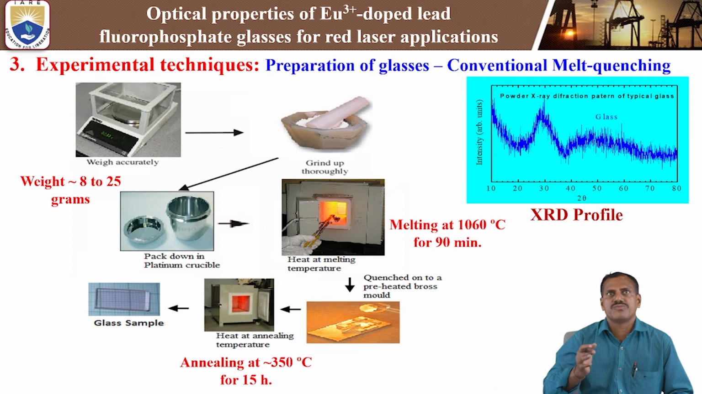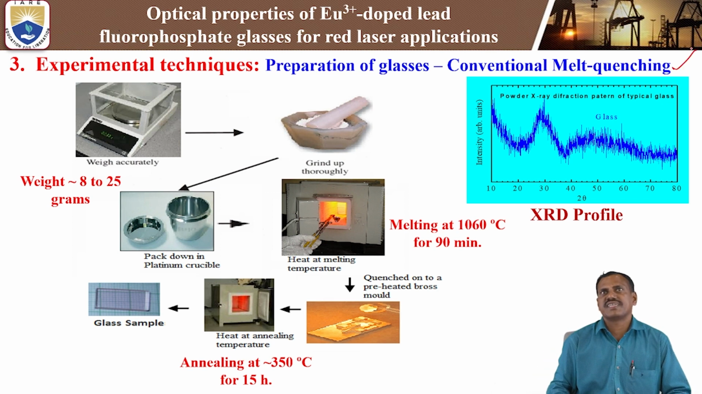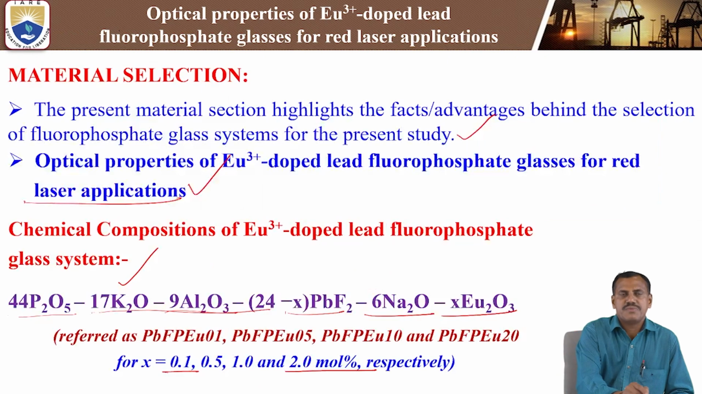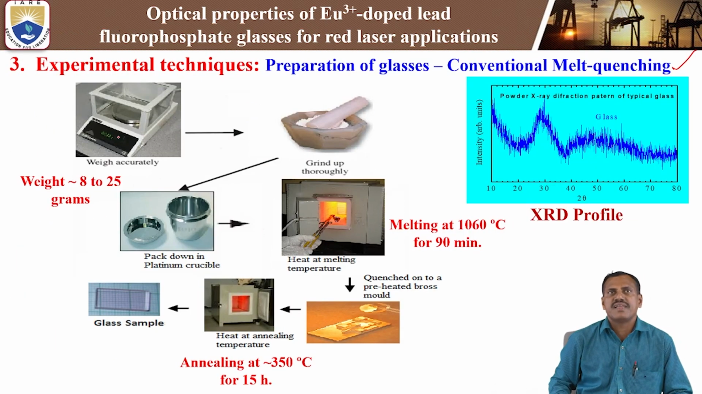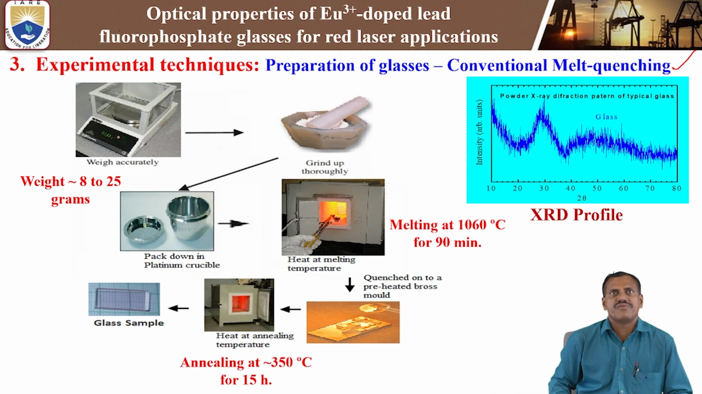Next, coming to the experimental technique, how to prepare the glass sample. This is the conventional technique, the melt quenching technique. We are using the melt quenching technique to prepare the glass materials. Initially, we take the above mentioned chemicals and measure them using an optical balance, weighing accurately. We can take from 8 grams to 25 grams.